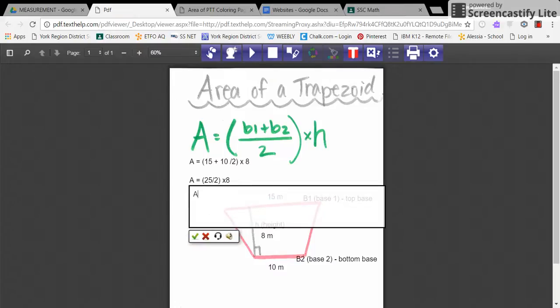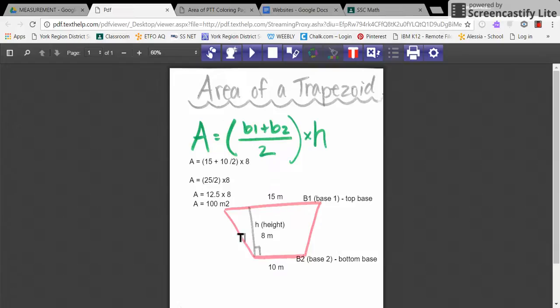So now we're at the point where we need to do 25 divided by 2. So if you punch that into your calculator, 25 divided by 2, you should get an answer of 12.5. And then we have to do 12.5 times 8. When we do that, 12.5 times 8, we get a total of 100. Whoops, I forgot my equal sign. We get a total of 100. And that is 100 meters squared because we are calculating area, and we always measure area in units squared. So your total area of this trapezoid that we've drawn here should be 100 meters squared.